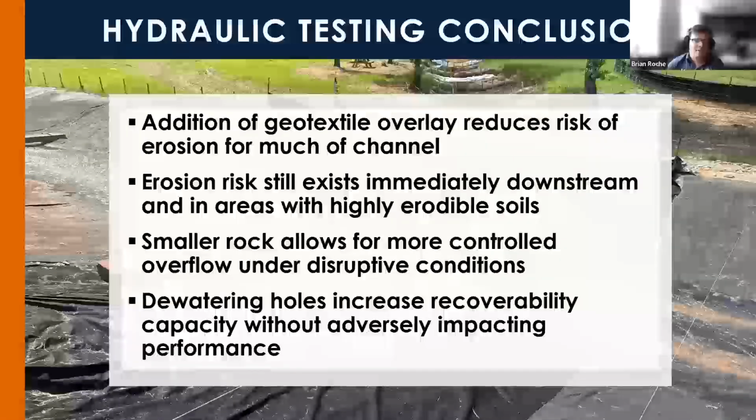So our hydraulic testing conclusions were that addition of a geotextile overlay reduced the risk of erosion for much of the channel. Erosion risk still exists immediately downstream and in areas with highly erodible soils. Smaller rock allows for more controlled overflow under disruptive conditions, giving us a more effective weir height. With that larger rock, the geotextile overlay, we saw that there were gaps that allowed flow to overtop at one spot instead of over that entire weir, which also reduces the effective height of the installation.